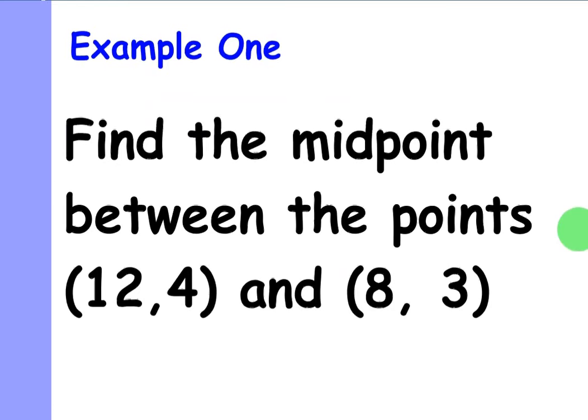First example, find the midpoint between the points (12, 4) and (8, 3). This is very important. Always label your points. I tell my students this when we draw a line, when we find the slope of a line, which is another lesson. Anytime you're dealing with points and you're solving something, label them. And usually you're going to label your first point x1, y1 and your second point x2, y2 just based off the order in which you were given them.